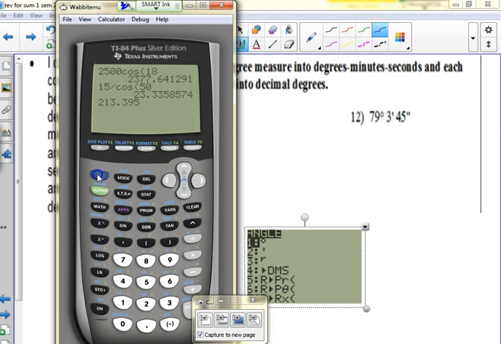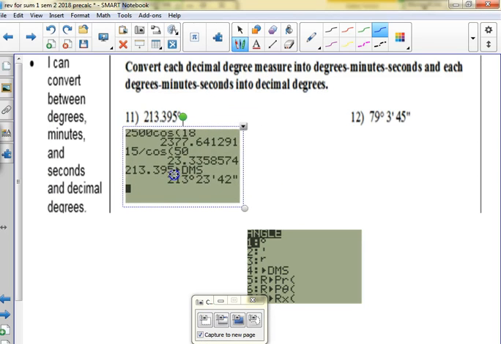213.395, and then that second one into degrees, minutes, seconds. I got this answer, yes? 213 degrees, 23 minutes, and 42 seconds. You've got to write the whole thing, okay? Does anybody remember how Hofbauer does this one?